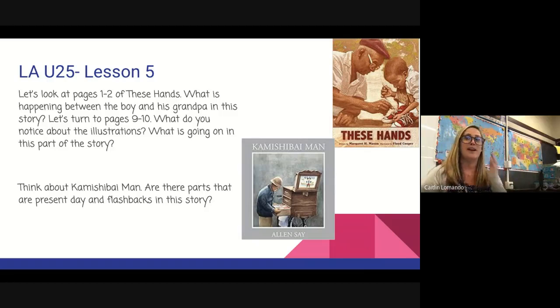So we can see there, right? Grandpa is telling his grandson Joseph about what it was like when he was a kid. We could consider this a flashback.